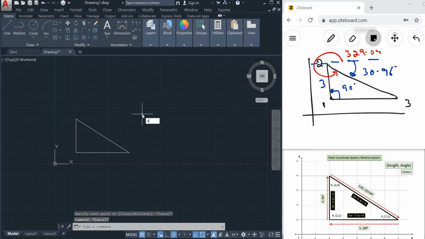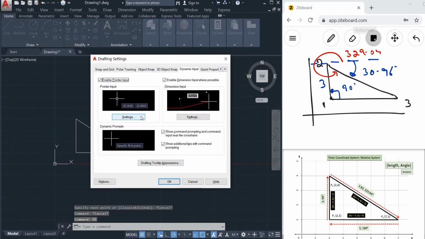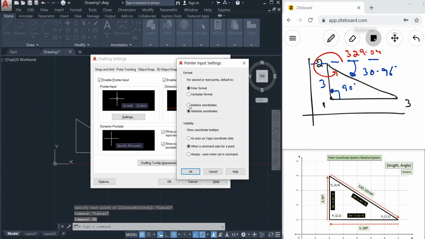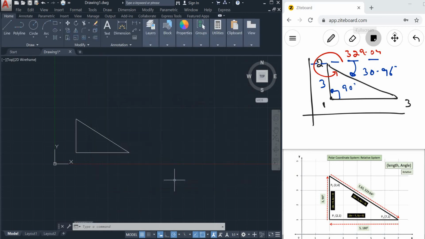You can also go to drafting settings. From here you can set the settings to relative and polar format. Click OK. Invoke the line command. Specify the first point, that is 2, 1. Again AutoCAD is asking you for the length and the angle.